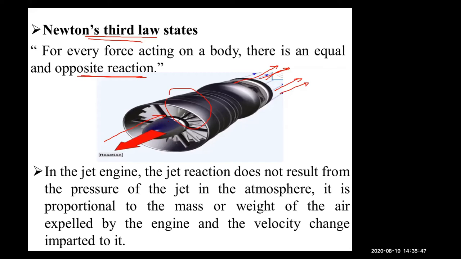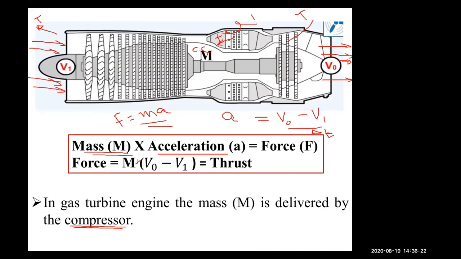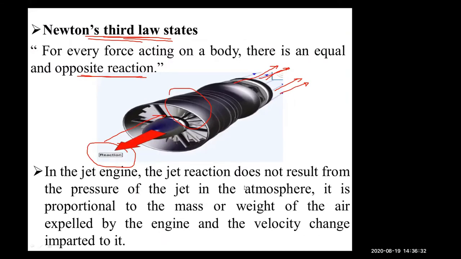Speed, there will be a reaction force which may make the aircraft or the engine move forward. And this reaction force is the thrust. An immediate application of Newton's third law is the thrust generation of gas turbine engines and, in general, aircraft engines. When it is a propeller-driven piston engine, the working principle is the same. But for a gas turbine engine, it is the compressor which delivers the air, whereas for piston engines, it is a propeller which delivers the air.